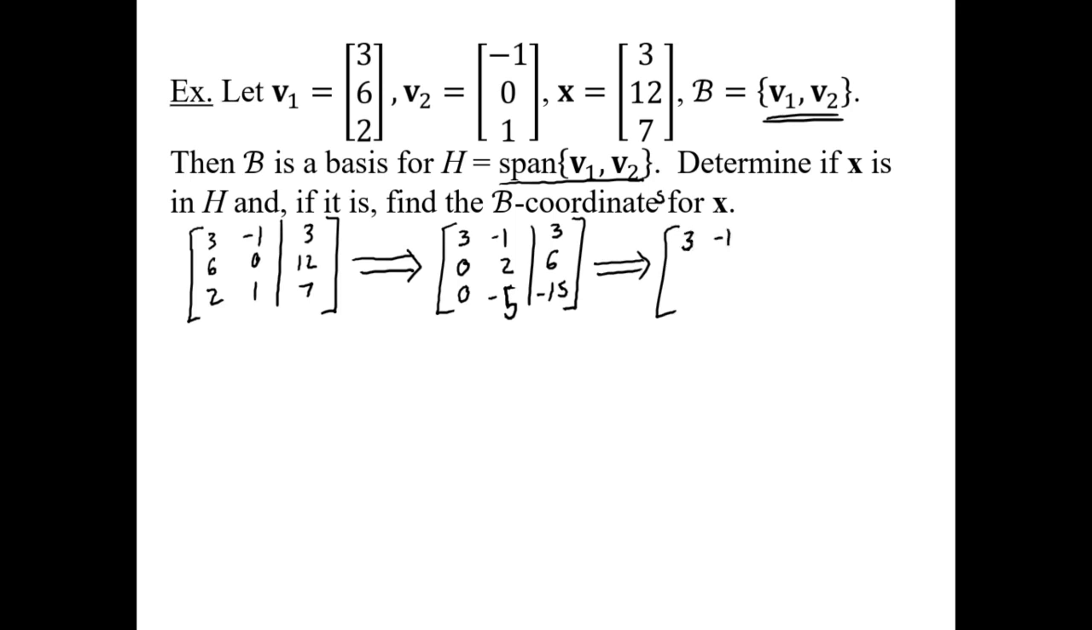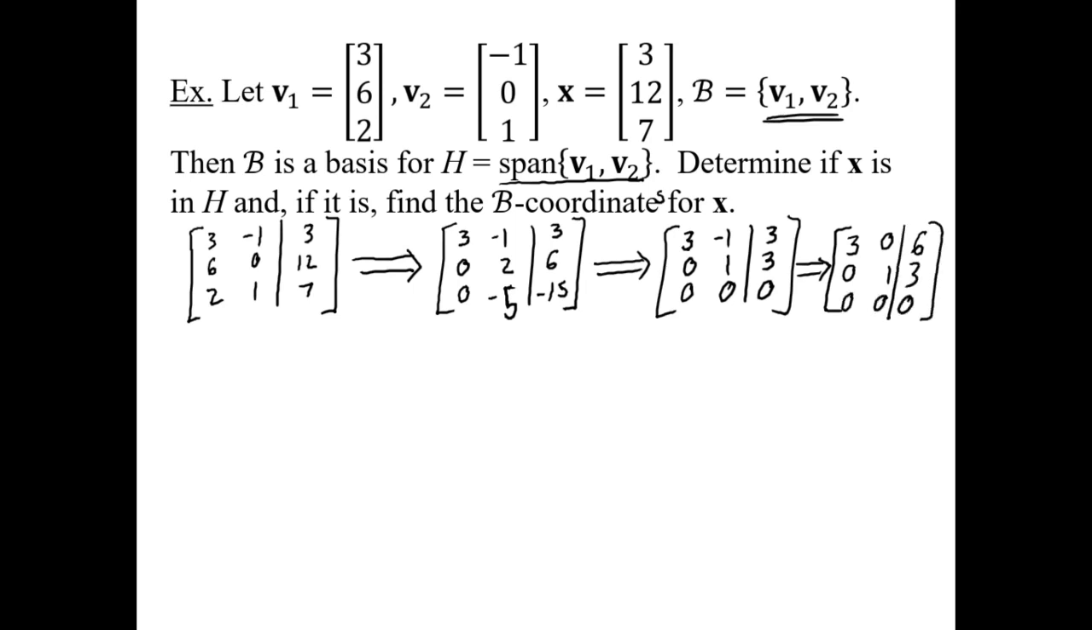We get 3, -1, 3. Let me divide the middle row by 2. And then I want to notice if I divide the bottom row by -5, I get the same thing. So I'll just do 0, 0, 0. And then finally, add them together. So we get 3, 0, 6, 0, 1, 3, 0, 0, 0. And I guess I'm not quite done. Let me divide the top row by 3. So we get 1, 0, 2, 0, 1, 3, 0, 0, 0.